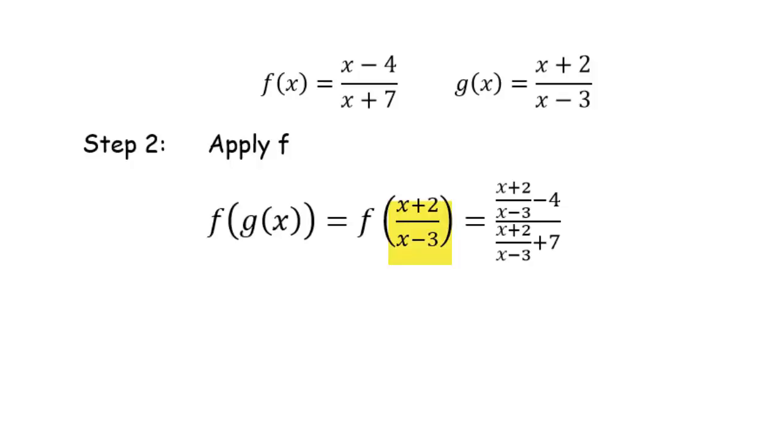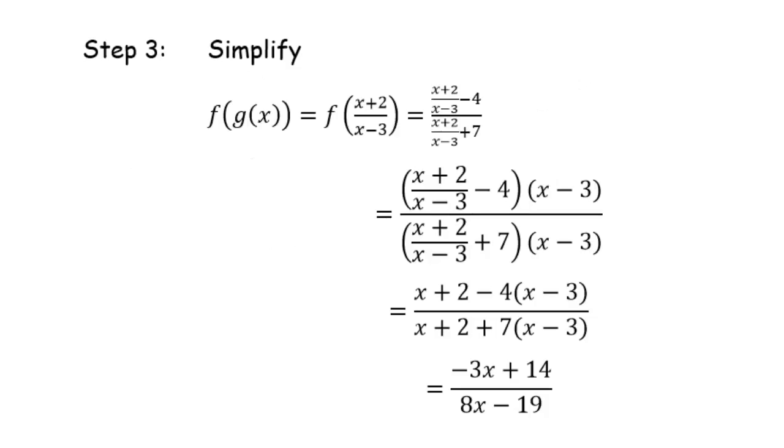F says, take what's in the parentheses, subtract 4, put it in the numerator, and then add 7 and put that in the denominator. At this point, we're done finding the composition. We just need to simplify. The quickest way to simplify a complex fraction is to multiply top and bottom by the LCD of all the fractions that you see.